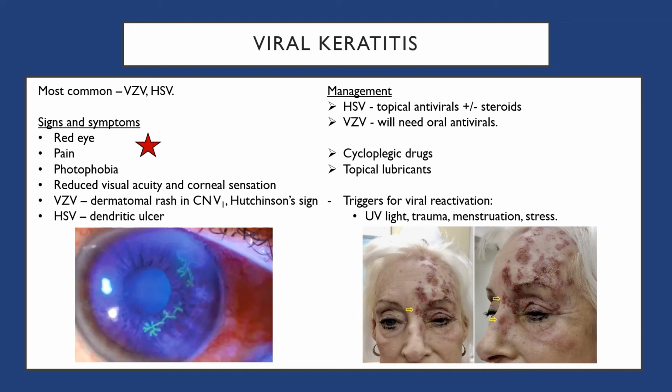In both of these, you can do cycloplegic drugs as well, and they would work for the same reason as we covered in bacterial keratitis. And it's often a good idea to give topical lubricants as well, because these patients are likely to have quite dry eyes. So in terms of triggers for viral reactivation, no one's really sure why the virus does get reactivated, but some common theories are UV light, trauma, menstruation, and stress.